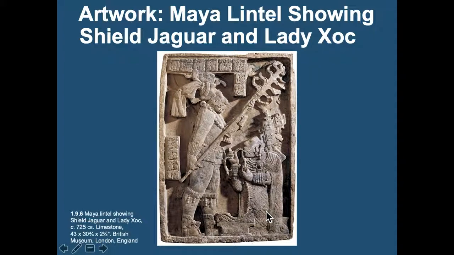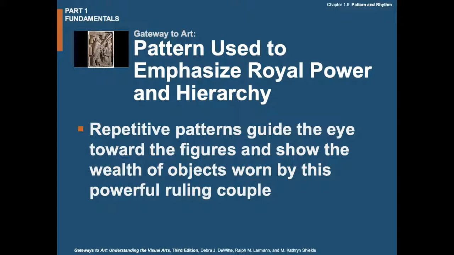We also have, it's a little bit subtle because the lighting on this piece isn't great, but you can see there's a clothing pattern on there. Hers is going diagonally. His is a little bit more squared up. There are also patterns with the jewelry, the bracelets and necklaces on Lady Zoc. So we have quite a bit of patterning on here. It's emphasized to show the royal power and hierarchy because we would have a meaning that would go with those patterns.